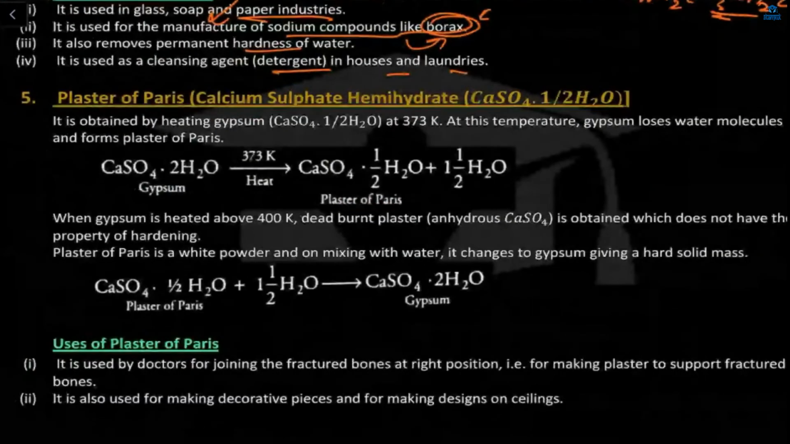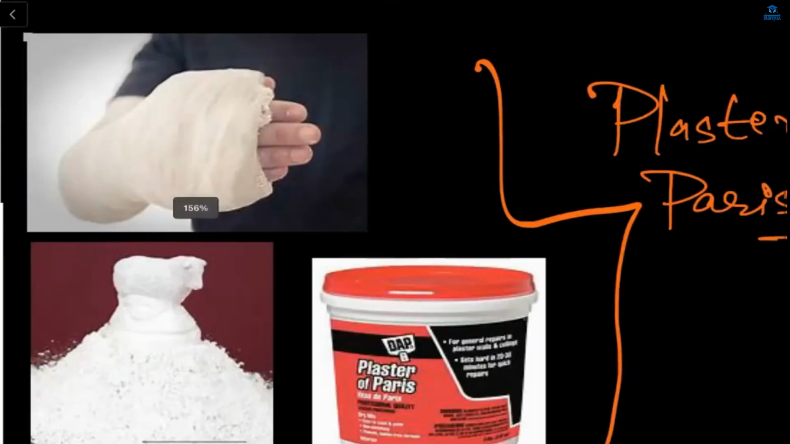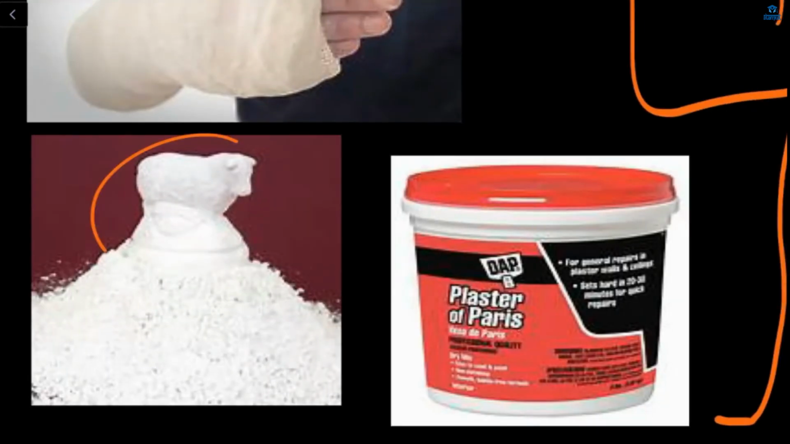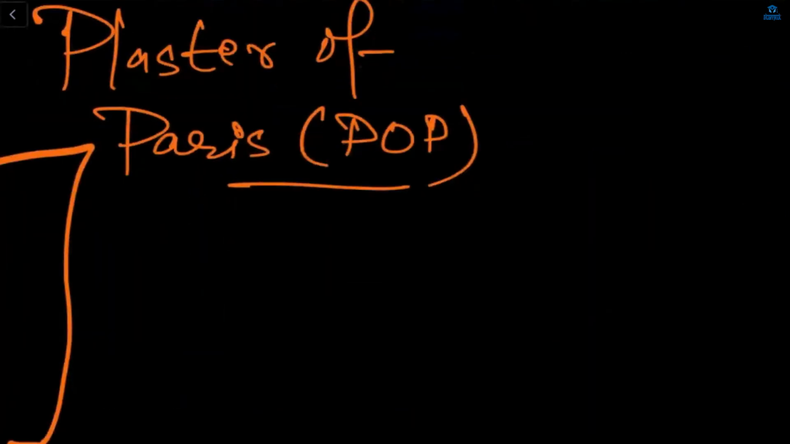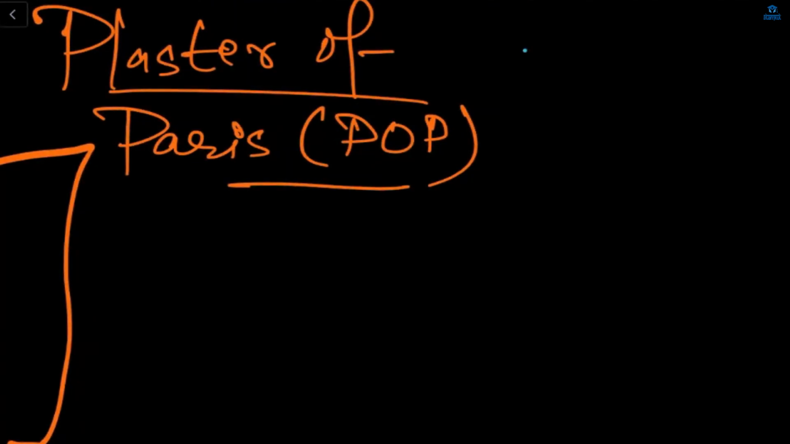Now, what is the plaster of Paris? See, this is the plaster of Paris. If anyone gets fractured, then we cover their hands with the plaster of Paris. Plaster of Paris also helps to make architecture and all. Now, Rudra, what is the chemical formula of this plaster of Paris? CaSO4 into half H2O. Okay, good. And this plaster of Paris is prepared by heating gypsum.